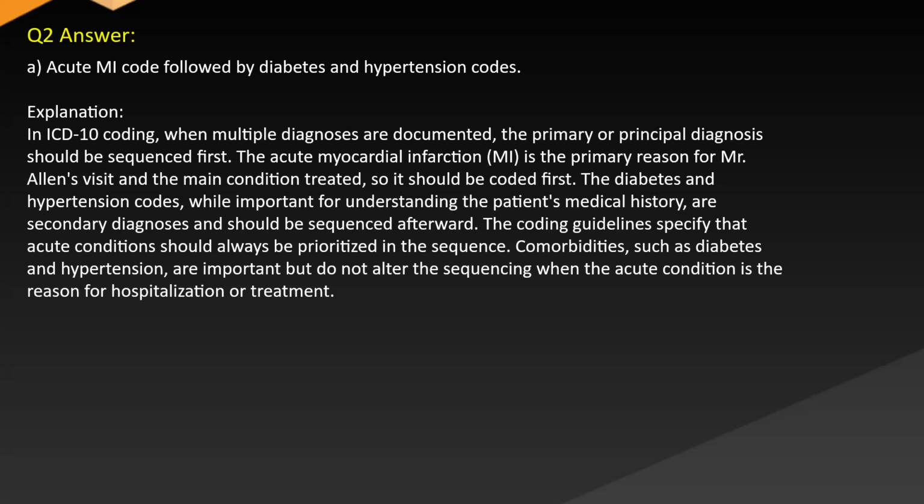The coding guidelines specify that acute conditions should always be prioritized in the sequence. Comorbidities, such as diabetes and hypertension, are important but do not alter the sequencing when the acute condition is the reason for hospitalization or treatment.